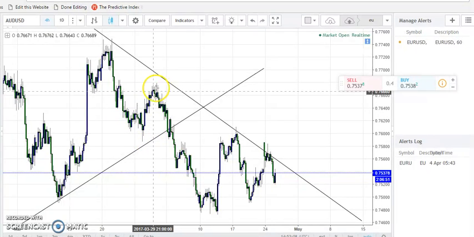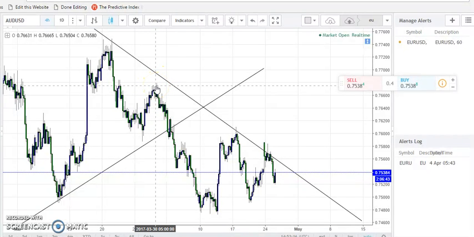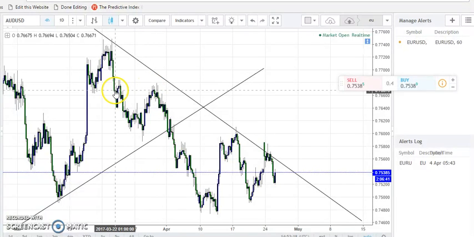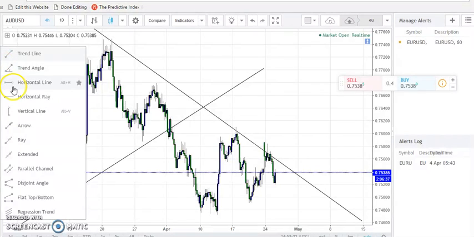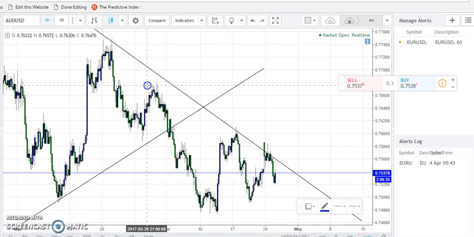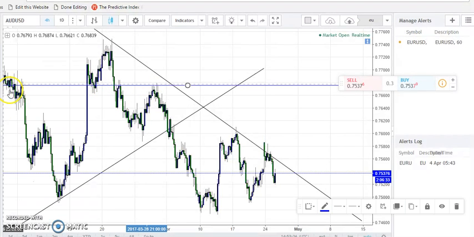It came up, near miss. This is what you call a near miss. It didn't actually tap the line, but still, I'm sure it's an area of resistance right here. Okay, as you can see, respected right here. Let me just put a little line. See, resistance, resistance, resistance. Okay.